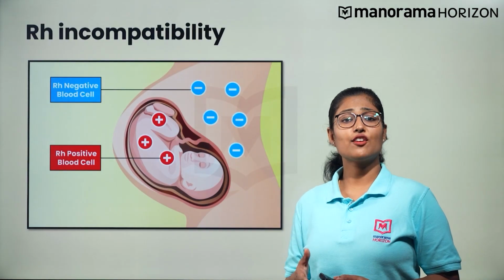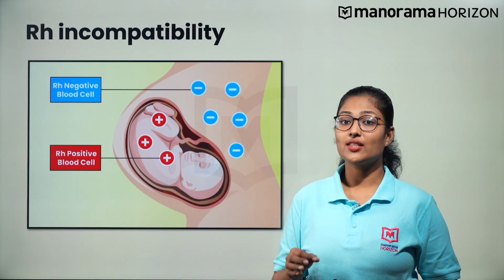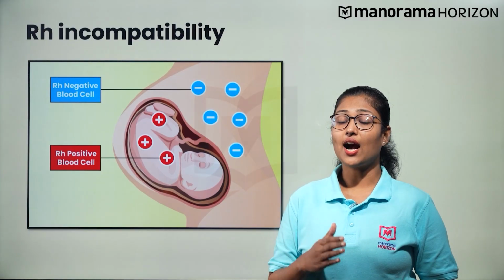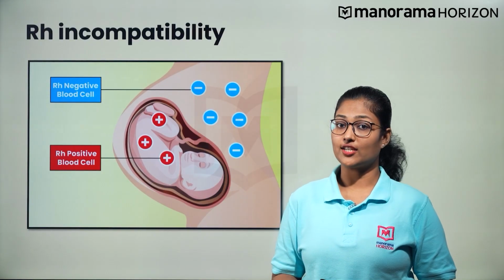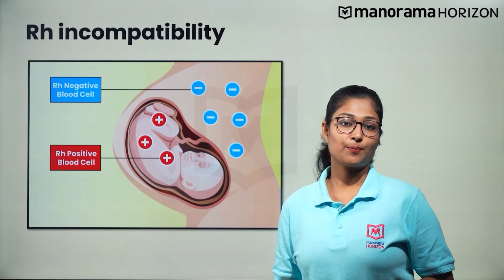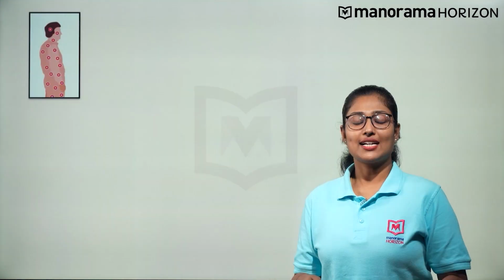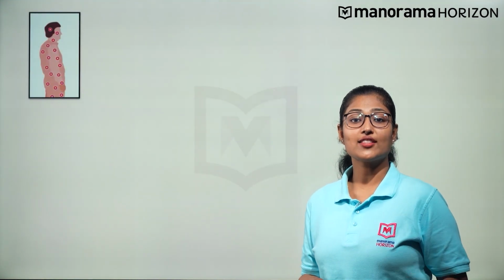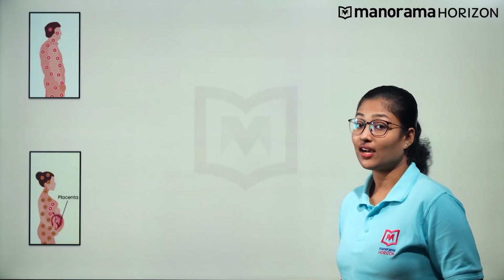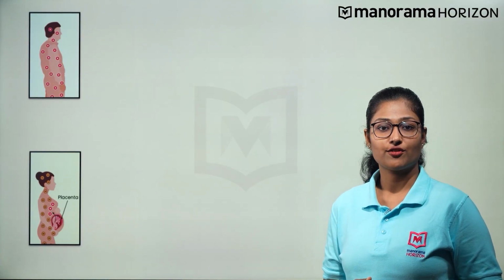A rare case of Rh incompatibility has been observed between the Rh negative blood of a pregnant mother and the Rh positive blood of the fetus, resulting in erythroblastosis fetalis. Let us check this condition in detail. Consider the situation if the father's blood is Rh positive and the mother's blood is Rh negative. The fetus blood is Rh positive.